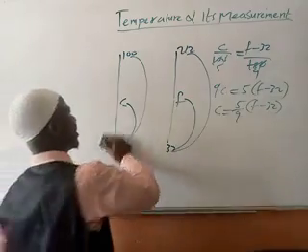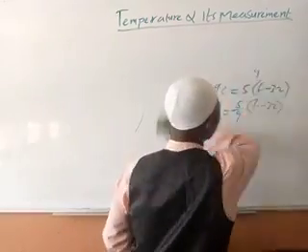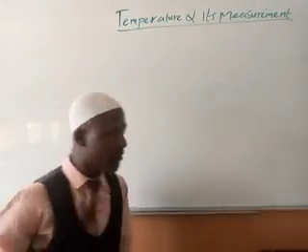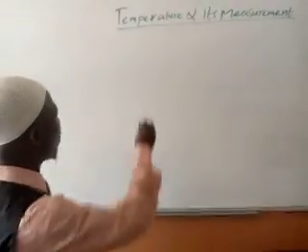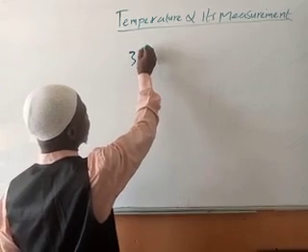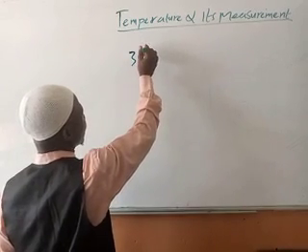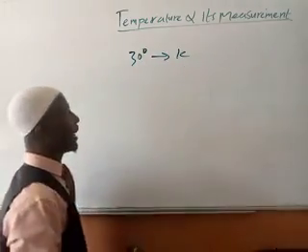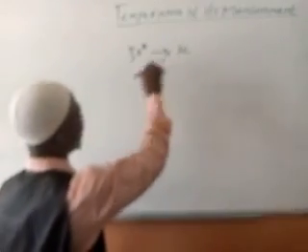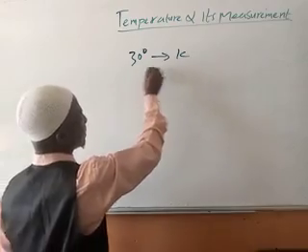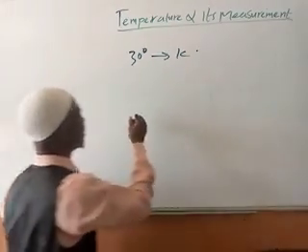Let's do a real example. For instance, if you are to convert, let's do this conversion. Like I want to convert 30 degrees centigrade to Kelvin. Let's say that's number one. But let's try this one first.